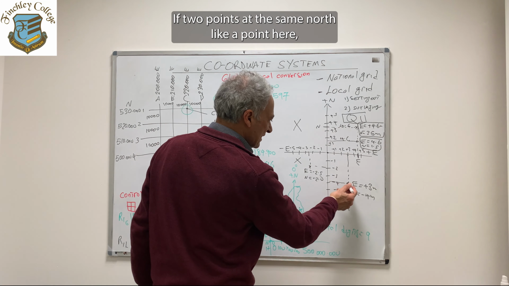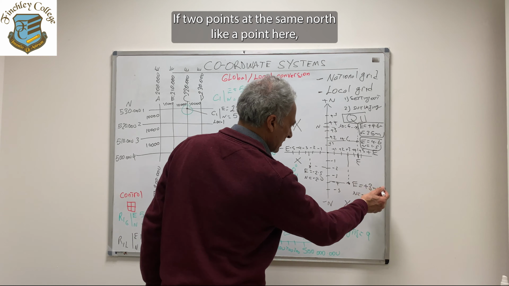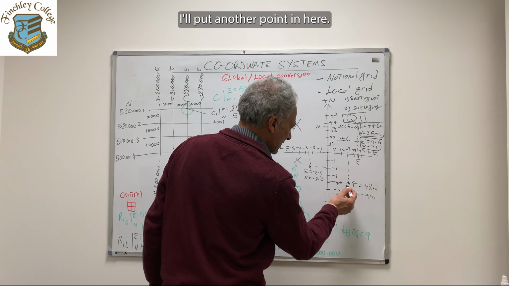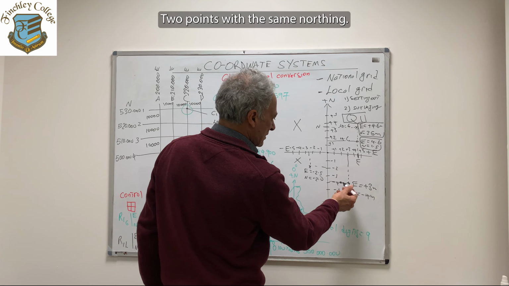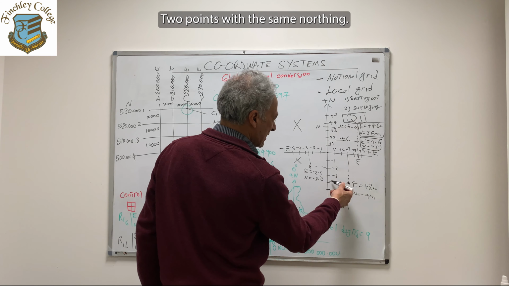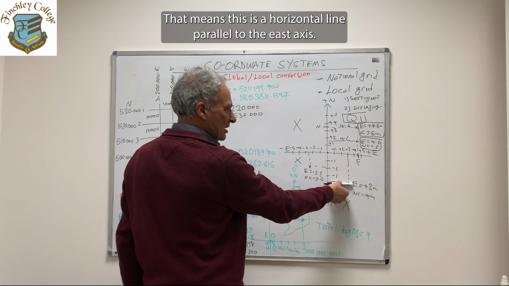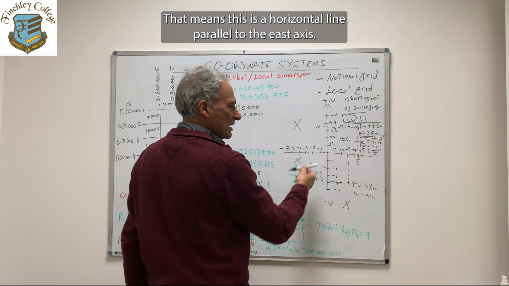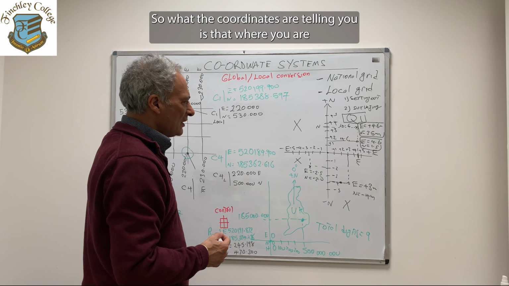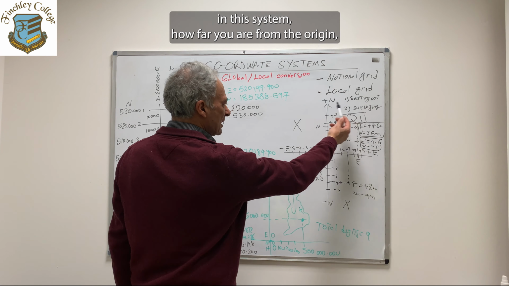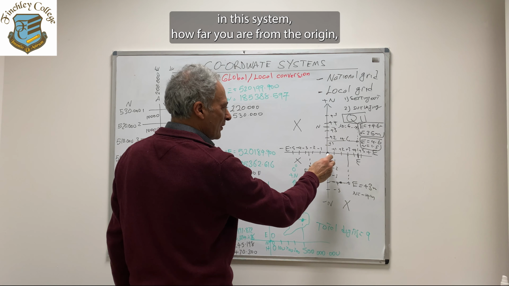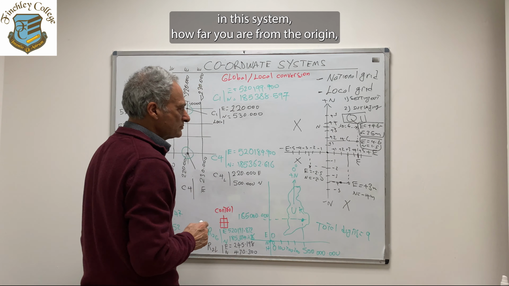If 2 points had the same northing, like a point in here, if I put another point in here with the same northing as -4, 2 points with the same northing, that means this is a horizontal line parallel to the east axis. So what the coordinates are telling you is where you are in this system, how far you are from the origin.